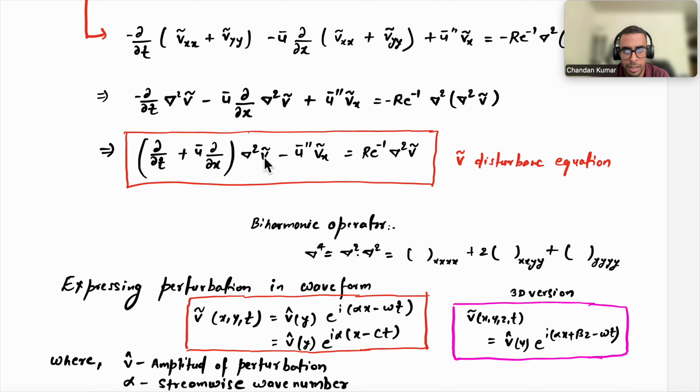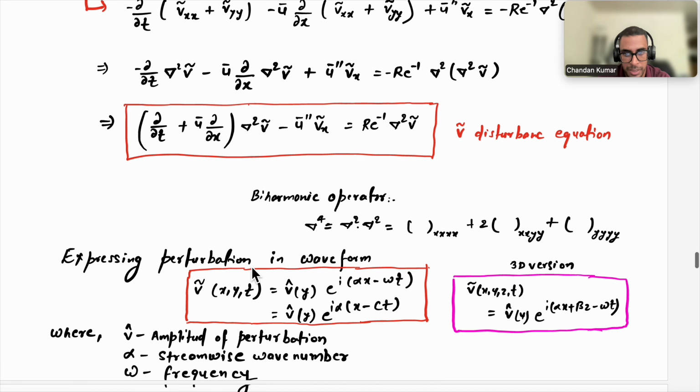Now we have seen that we have one equation, which is a v disturbance equation. Now we want to solve this equation by considering the wave form. So basically we will consider the perturbation in a wave form, which is the v perturbation that we have over here, a function of space and time.